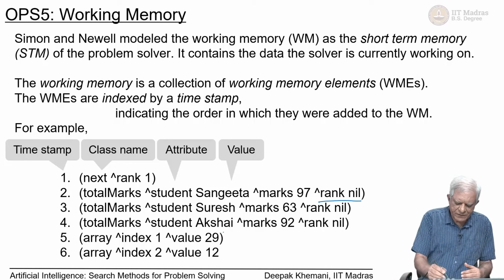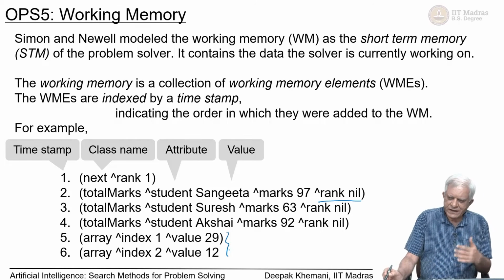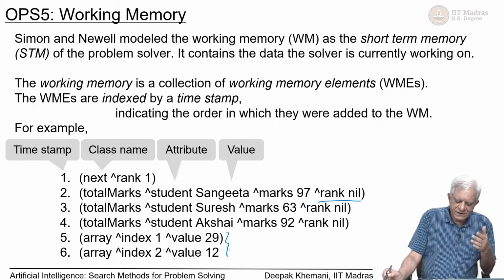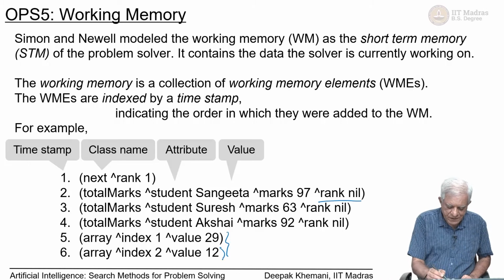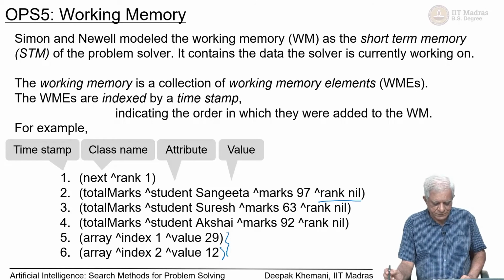The other example that we will also see is if you have an array of elements, where using the syntax of OPS5, this array can be stored by a set of records where there are 2 attributes. One is the index of the array and the other is the value stored in that index essentially. So, here we have index 1 value 29, index 2 value 12 essentially. There should be a closing bracket here.